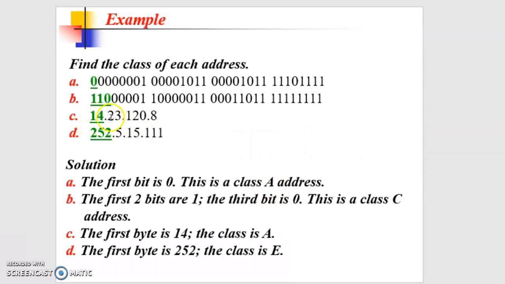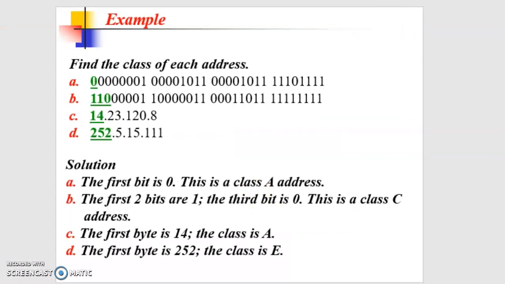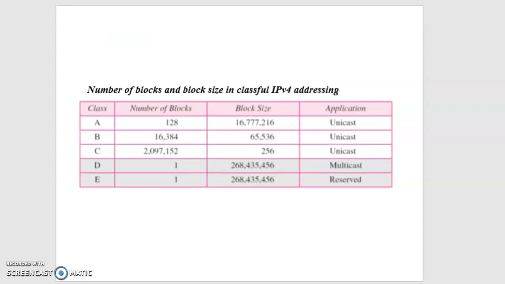Now when you come to decimal notation, 3 dots, that means 4 bytes. If the first byte is 14, it belongs to the range 0 to 127. So automatically this belongs to class A. Now comes 252. You can see that the range lies here, 252. That means this belongs to class E, right? In this way you can categorize which address belongs to which class, right?